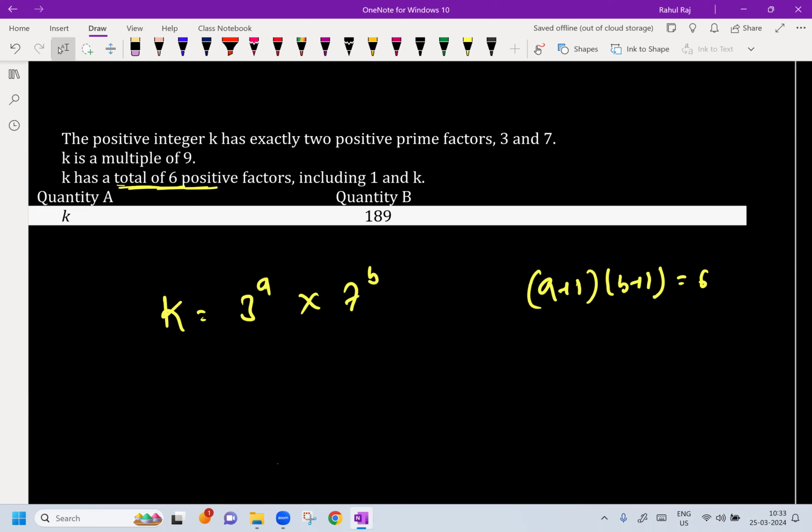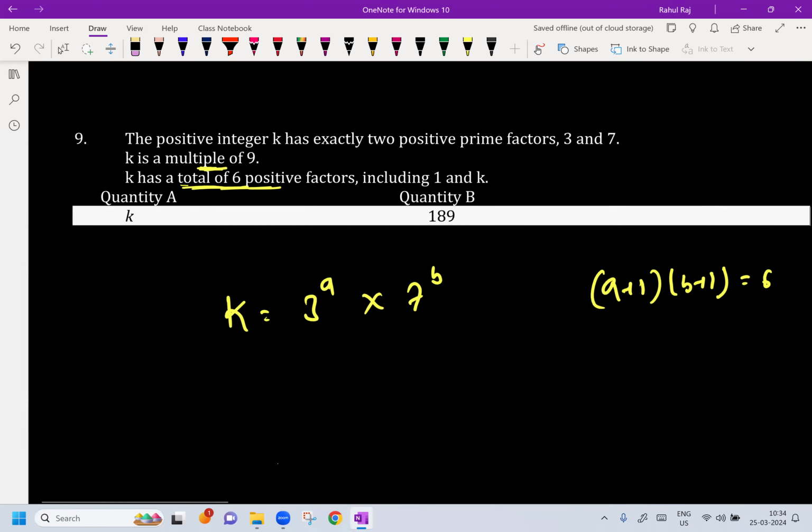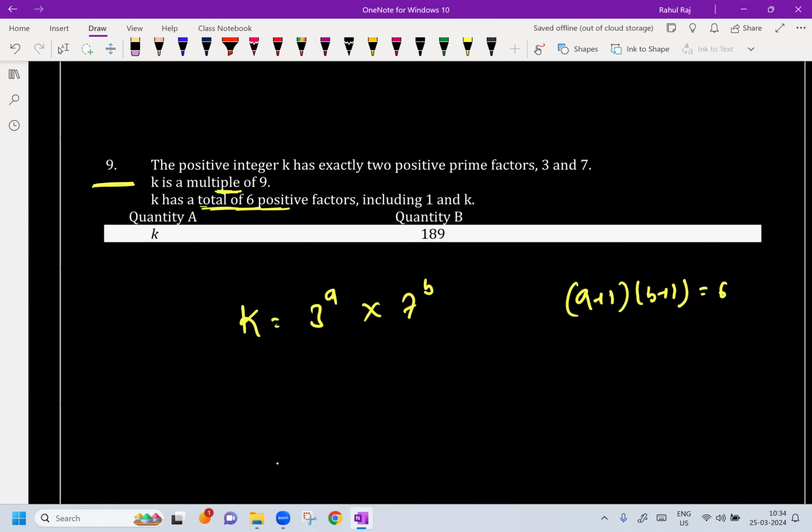But the point is, it says K is a multiple of 9. So for K to be a multiple of 9, A has to be 2, because 3 to the power 2 is 9. Am I making sense? The second statement says K is a multiple of 9. So for K to be a multiple of 9, A has to be 2, because 3 to the power 2 will give me 9.